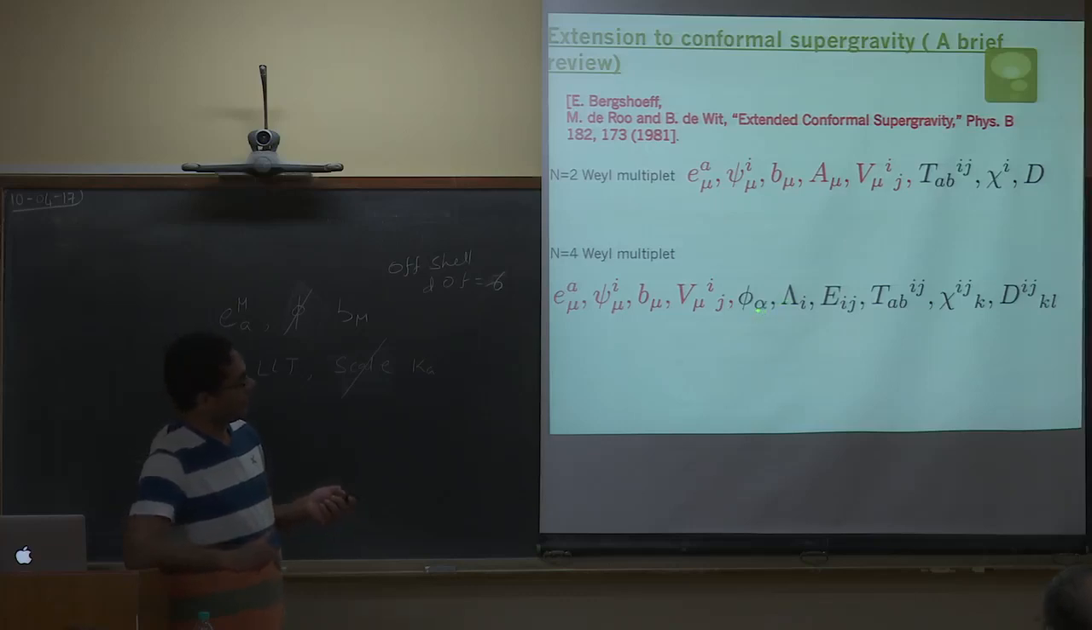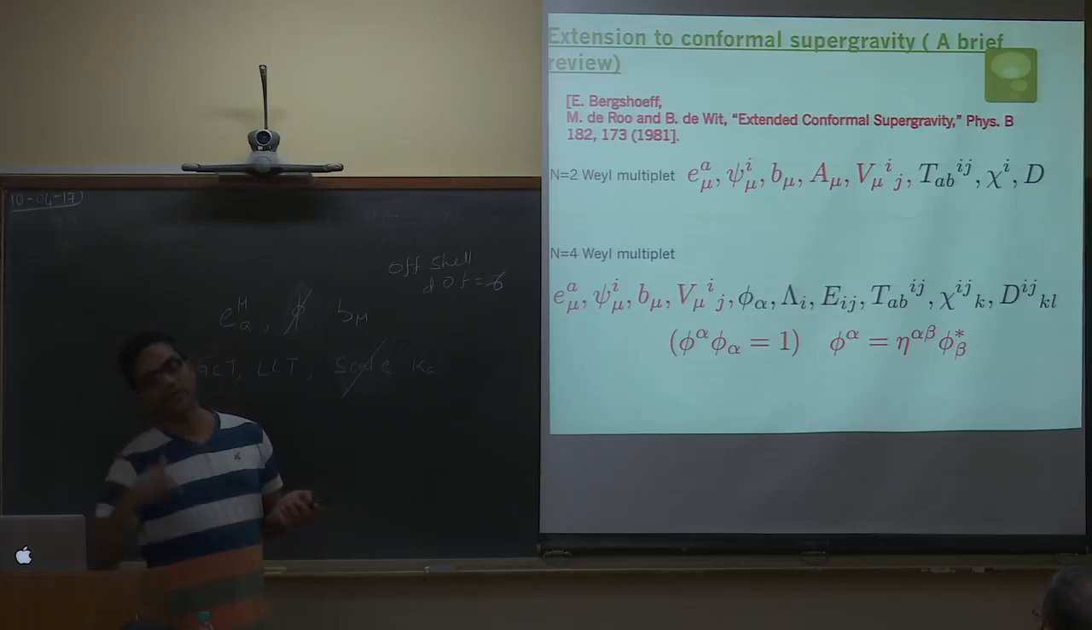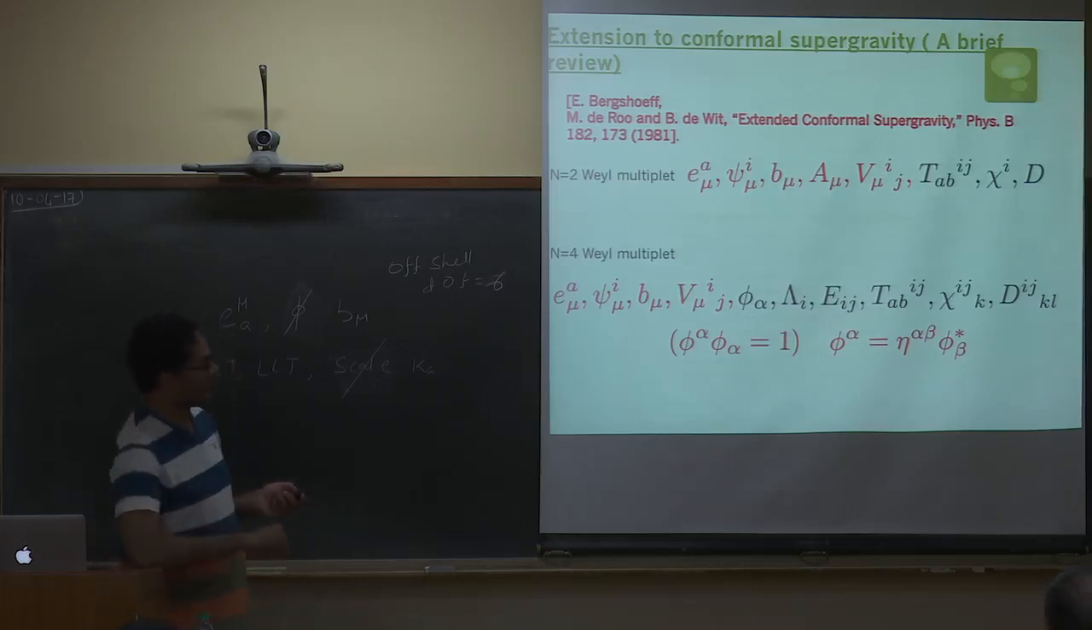And apart from that, you have an alpha index here. This alpha runs from 1 to 2, and this is a doublet of scalar fields. And this scalar field actually parameterizes an SU(1,1)/U(1) coset. Okay, so this is phi alpha.